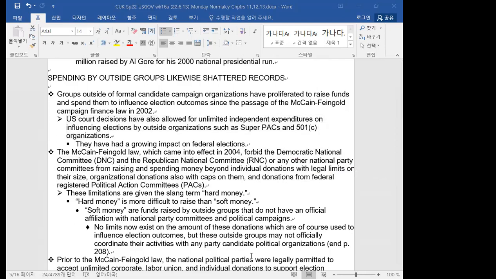Oh, Citizens United versus FEC. This was a decision in 2010 by the Supreme Court in a 5-4 decision that said corporations, businesses can spend unlimited amounts of money through those outside organizations. So that's only 12 years ago.